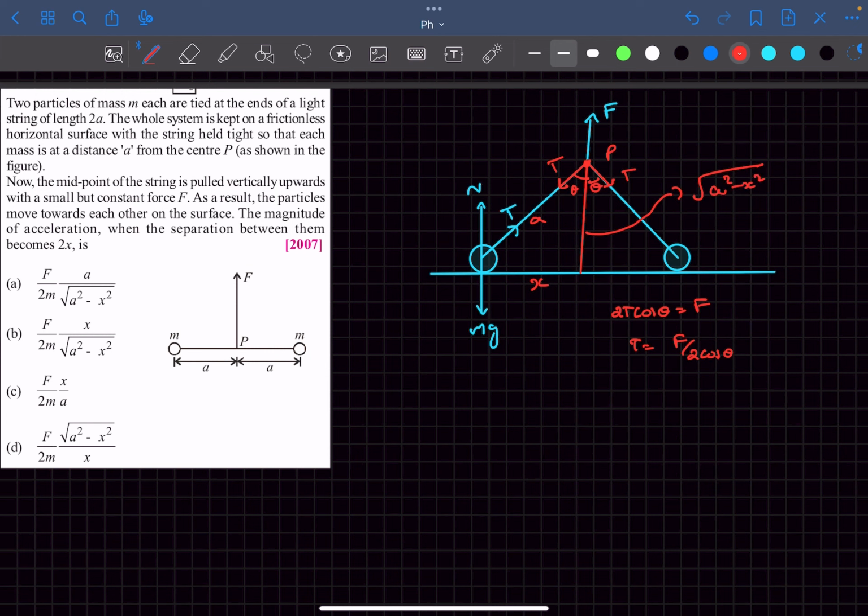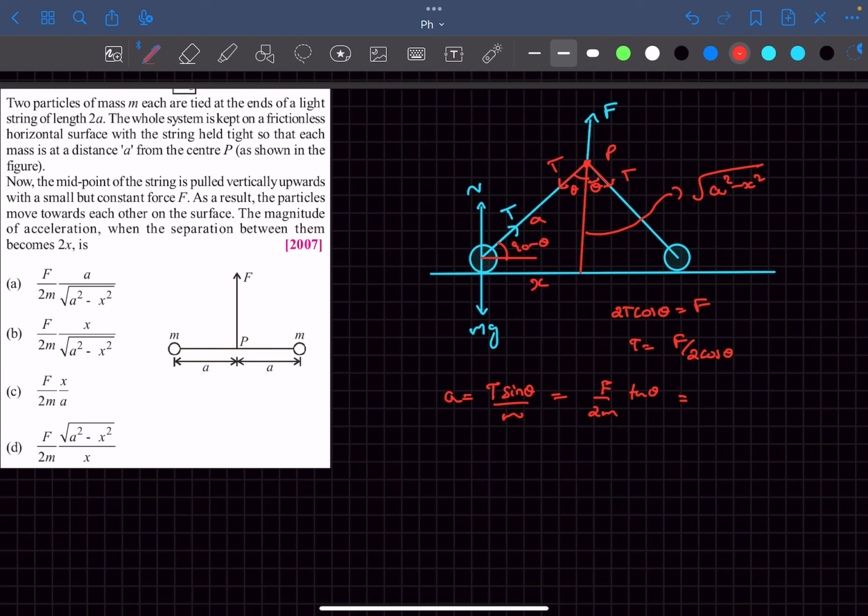Now it's given that these balls move towards each other and they don't leave this horizontal plane. So which basically means these balls don't have a vertical acceleration. They don't leave this horizontal plane. So the vertical acceleration is 0 and the horizontal acceleration remains, and that will be because of the T sine theta component divided by the mass of the block. So this comes out to be F by 2m tan theta.